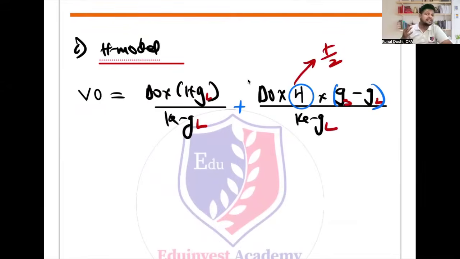Now, it does depend on when you are calculating the H model. Sometimes you calculate the H model where the transition is happening now. In some cases, the transition happens after 2 or 3 years. So at that time, you will have to use the H model.